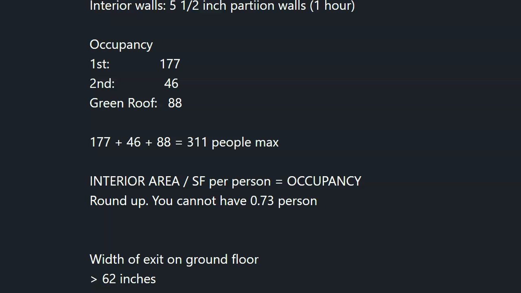So when we run this formula through, I may give you some assignment where you have to calculate some of these values. You always round up to the next highest integer. You can't have a 0.3 or 0.73 person.